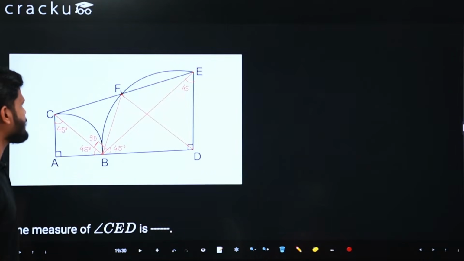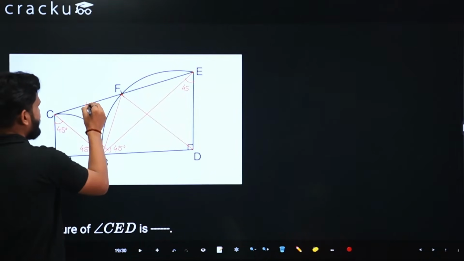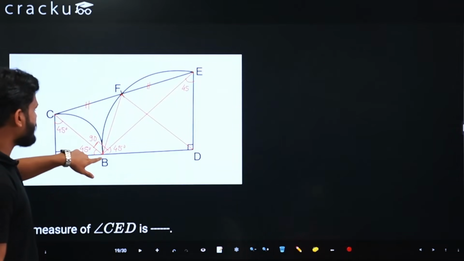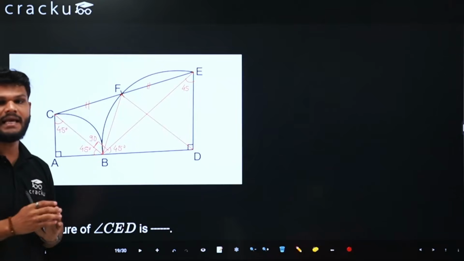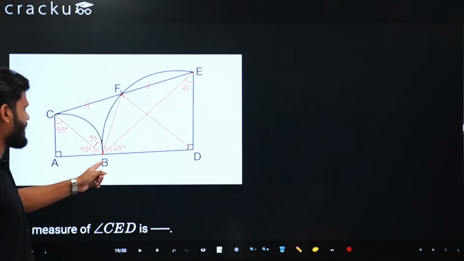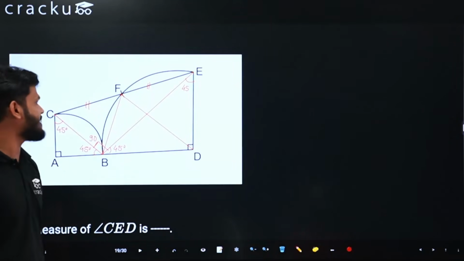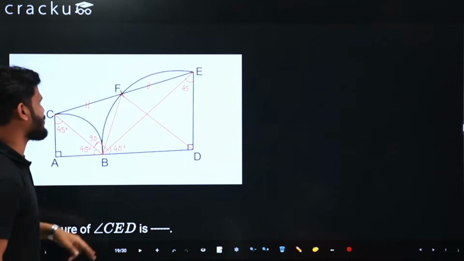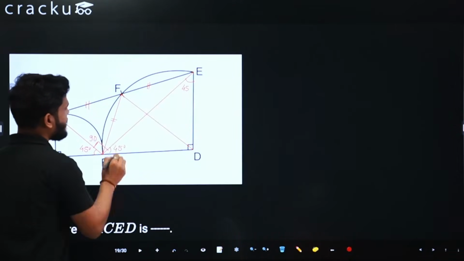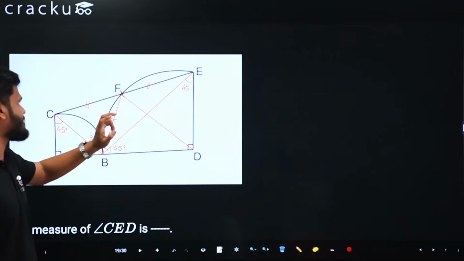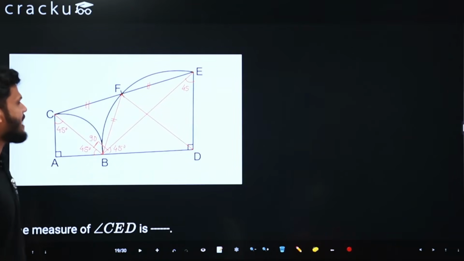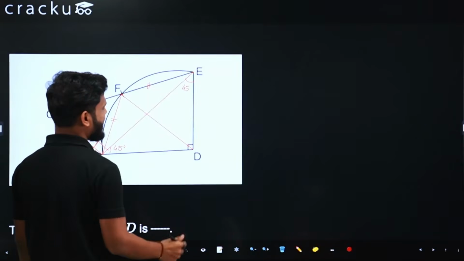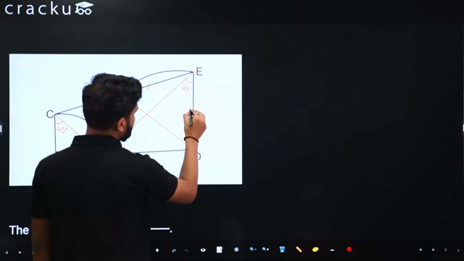And also, if you see, CF is equal to FE because it is given that it is a midpoint. Now, it means that BF is a median from the right angle B on the hypotenuse CE. It means whenever a median is drawn from the right angle on the hypotenuse, it is equal to half of the hypotenuse, and CF and FE are half of the hypotenuse. Now if you look here, DE is a radius of this quadrant. So this is a radius.